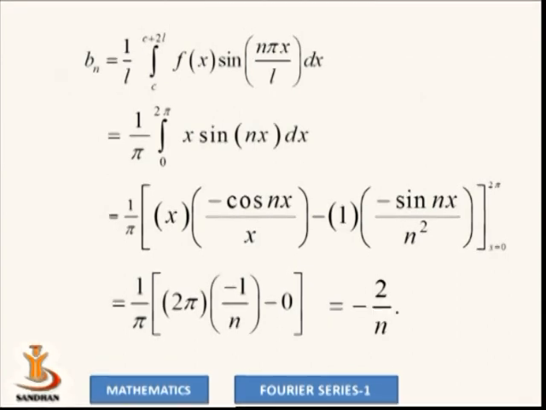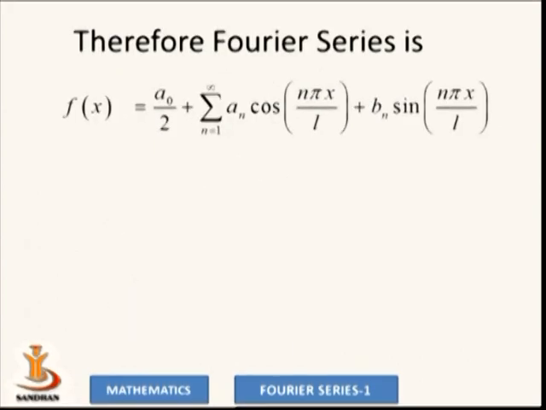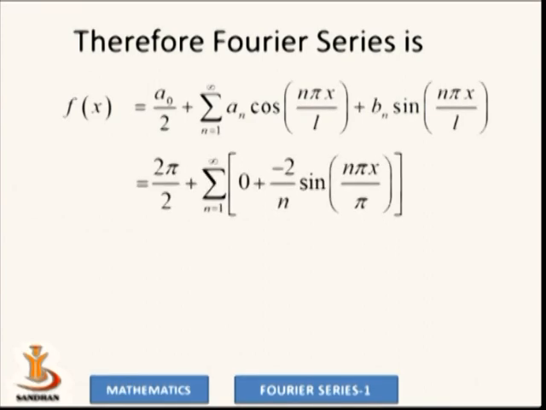So hence we find a0, an and bn for the Fourier series of the given function f of x equal to x. Its standard formula is a0 by 2 plus sigma n from 1 to infinity of an cos n pi x by L plus bn sin n pi x by L. So let's put all the values of a0, an and bn for this given function. The value of a0 is 2 pi. So 2 pi upon 2 plus sigma. The value of an is 0, so 0 into the cos function is 0. And the value of bn is minus 2 by n into sin n pi x upon L, where L is pi. Simplifying this, it is pi minus 2 outside, sigma n from 1 to infinity of 1 by n sin nx. This is our Fourier series of the function x.